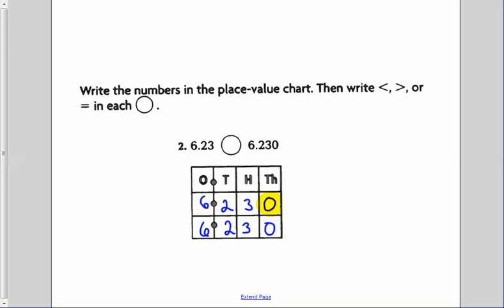So now when we look at these two numbers, I've got a 6 both in my ones place, I've got a 2 in my tenths, I have a 3 both in my hundredths, and a 0 in my thousandths. So when every single one of those is the same, well, these are the same value. All that is different is there's now a 0 that I added in my place value chart. So these are the exact same value of a number. We just may say them differently, 6 and 23 hundredths compared to 6 and 230 thousandths.